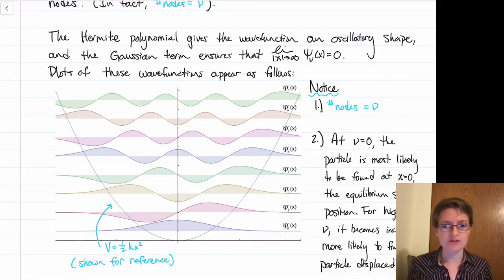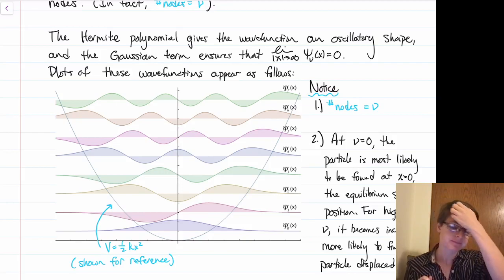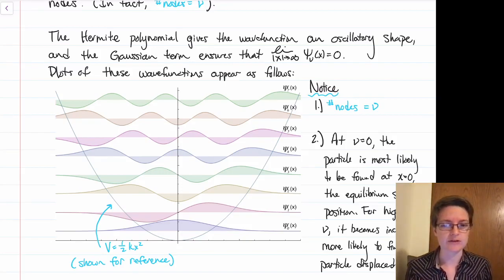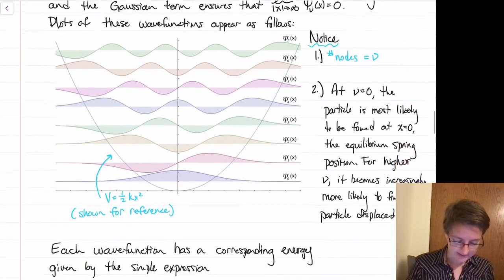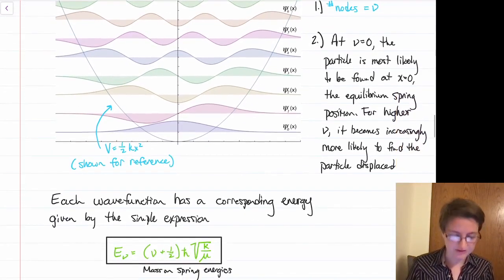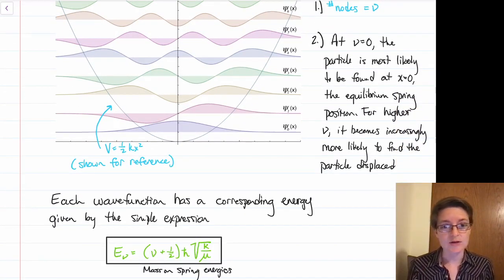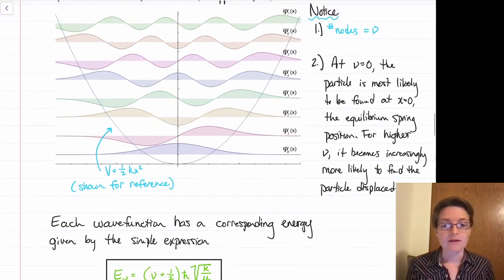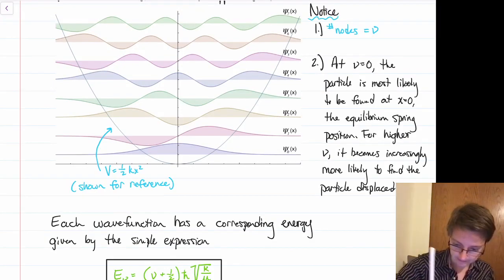And so I want you to notice 2 different important features of these wave functions. The first thing I want us to notice is that, just like in the Hermite polynomial case, the number of nodes present in these wave functions is exactly equal to the quantum number nu. The second fun fact that I want us to notice is that at nu equals 0, we see, based on the shape of the wave function, that the particle is most likely to be found at x equals 0.